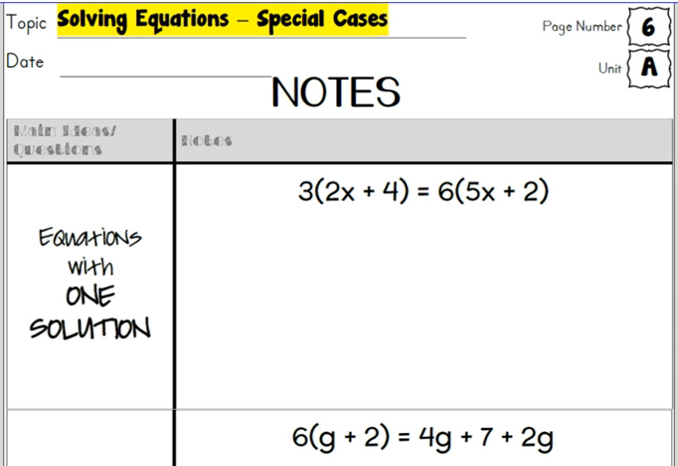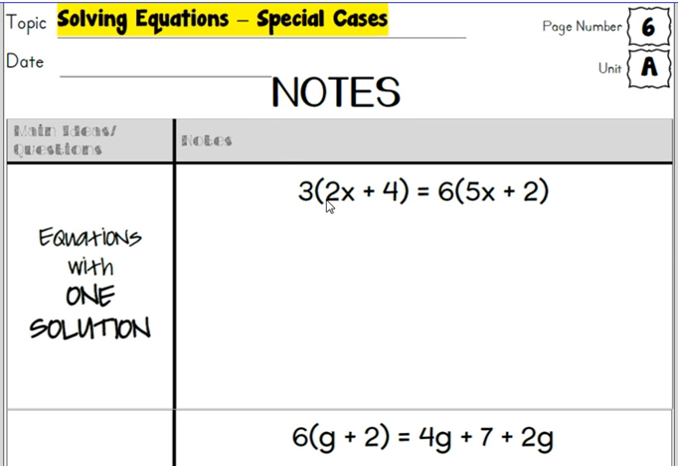Today we are working on solving equations with special cases, and so we're actually only going to work out one of each type together today, and then there are 6 on the back of your note sheet that you'll work out independently. So let's get started on the first one.